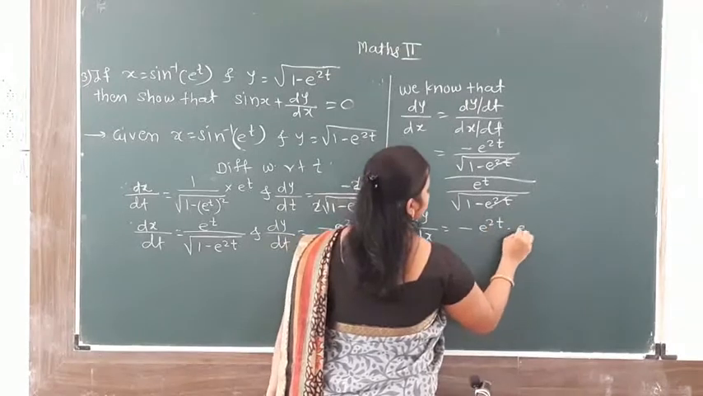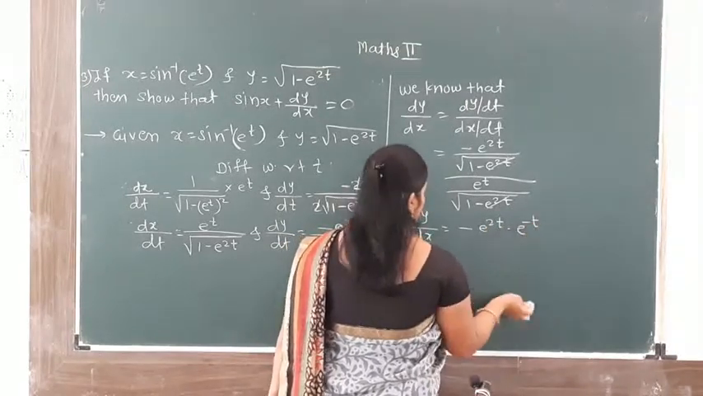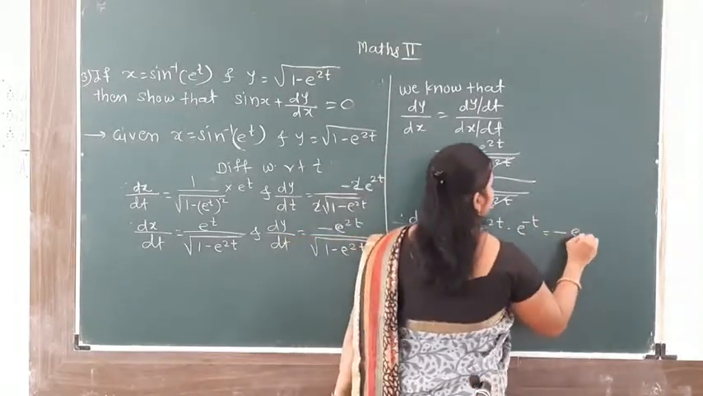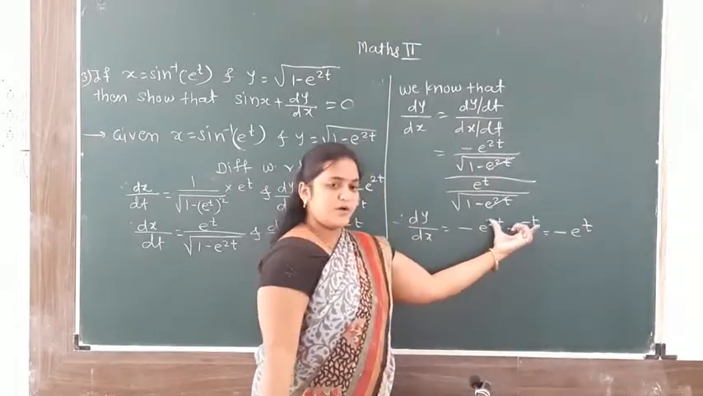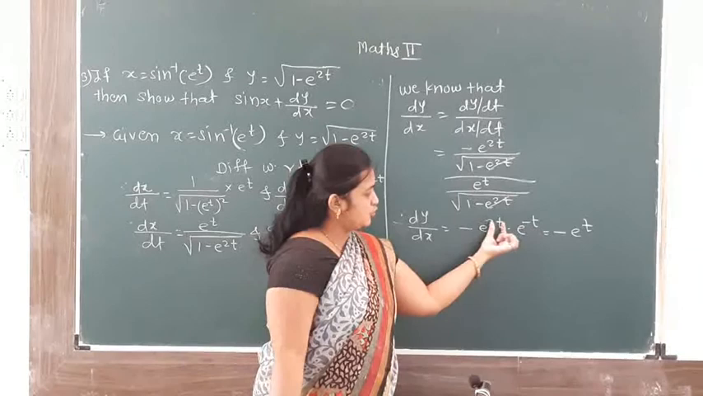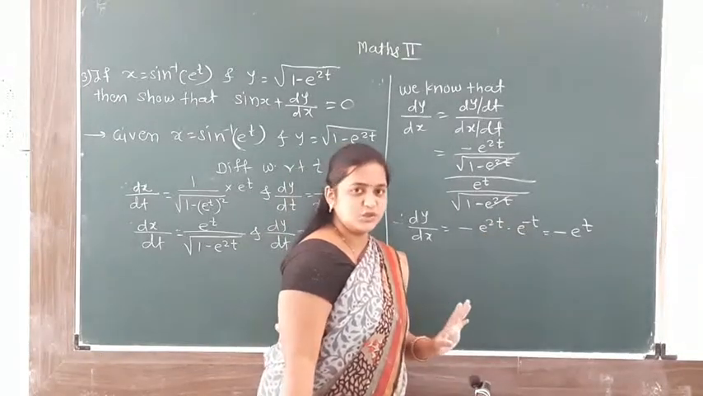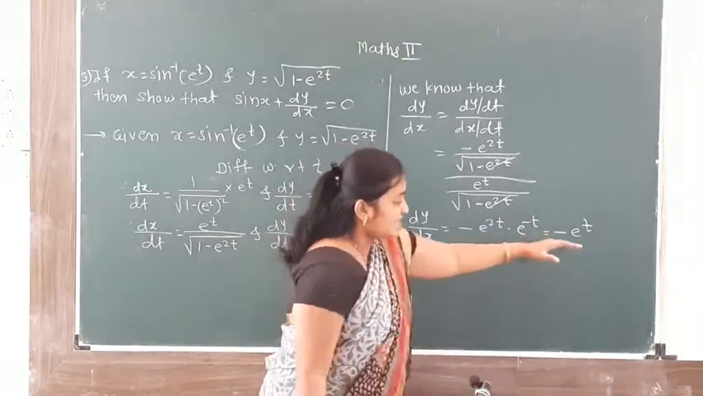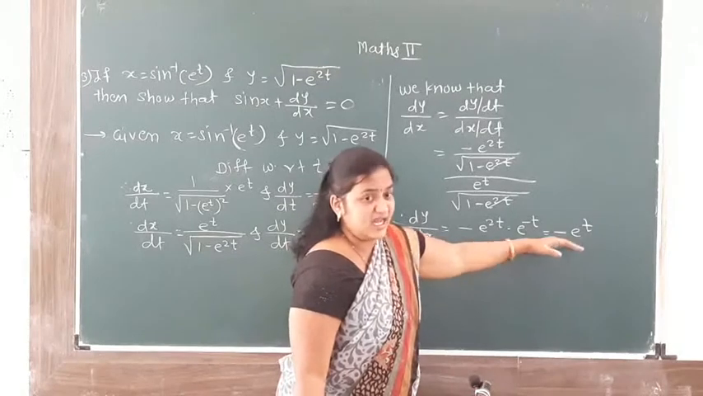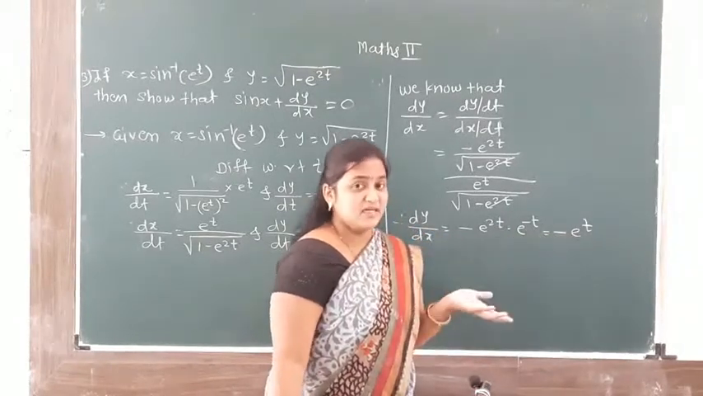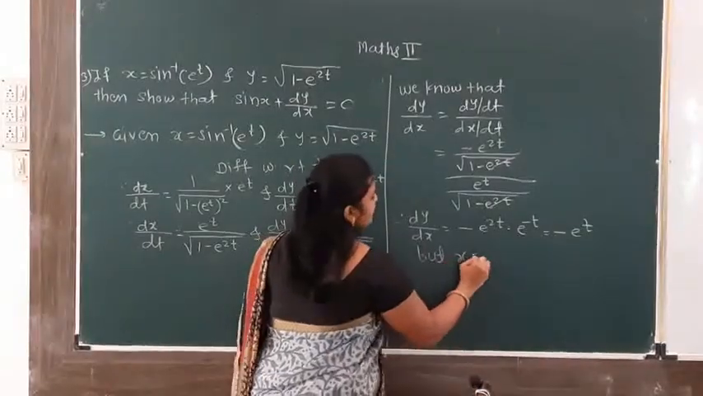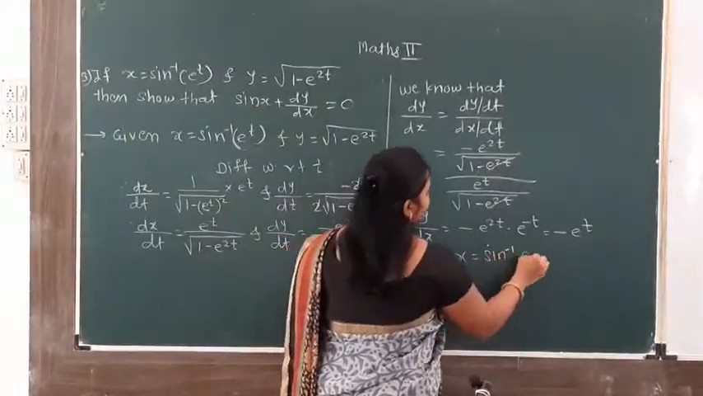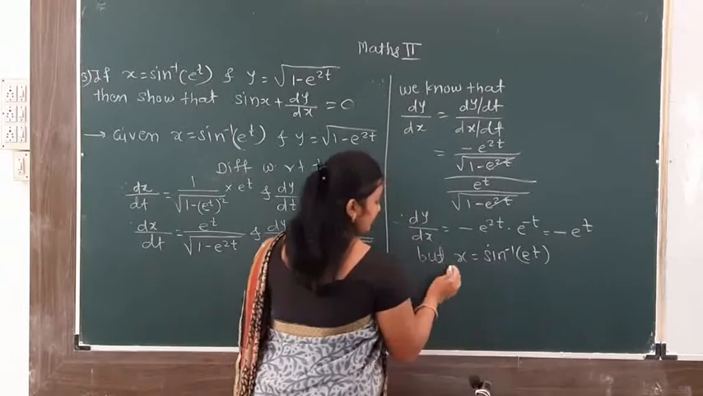This term goes, the numerator is minus, so we get here minus e raised to t. The base is the same, so we subtract the powers, 2t minus t, which is e raised to t. Now the answer is coming in the form of e raised to t, and I want it in the form of sin x. But x is equal to sine inverse of e raised to t. So this sine inverse goes to that side.